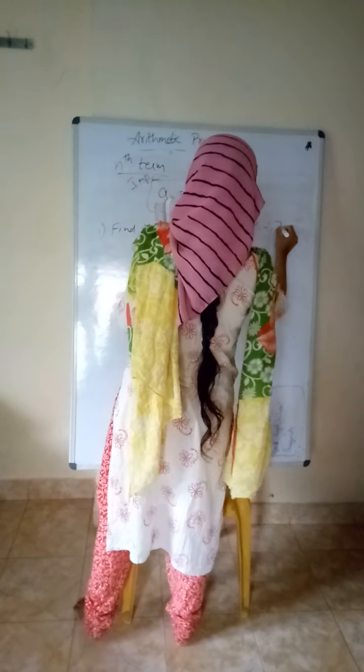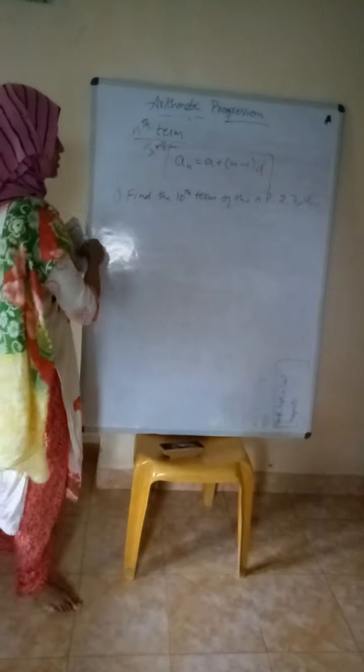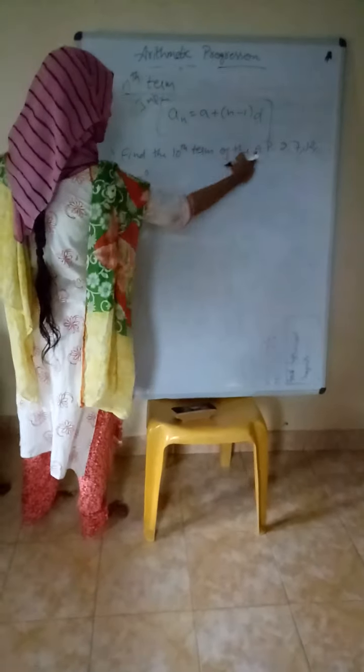Find the 10th term of the AP: 2, 7, 12. So here they have asked find the 10th term. They have given only 3 terms. You have to find the 10th term. How will you find? So we want A10, right? What all is there? We have A. A is what? A1 or A is equals to 2. And we have D. What is D? 7 minus 2, 5. So 7 minus 2 is 5.